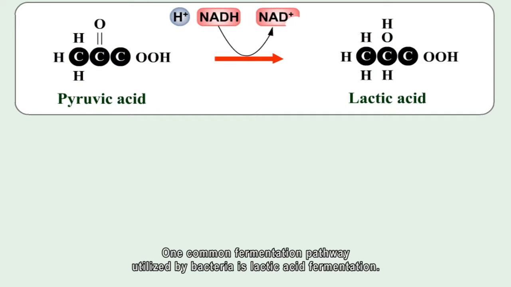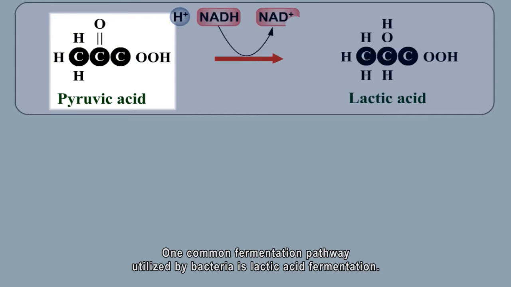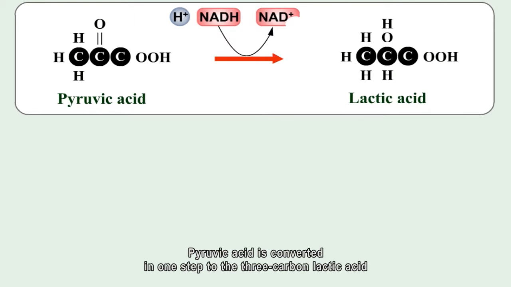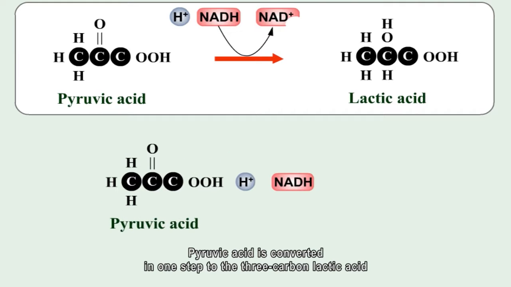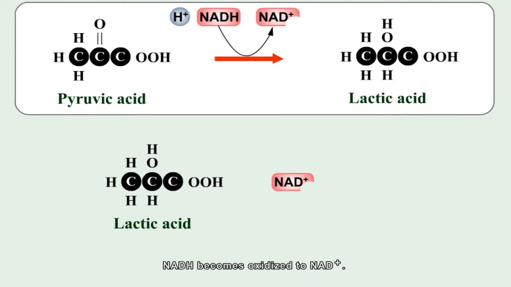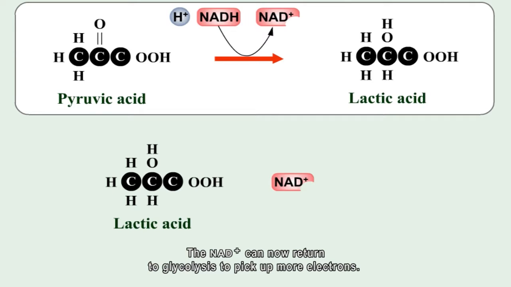One common fermentation pathway utilized by bacteria is lactic acid fermentation. Pyruvic acid is converted in one step to the 3-carbon lactic acid. Notice that NADH donates 2 protons and 2 electrons to pyruvic acid to make lactic acid. NADH becomes oxidized to NAD. The NAD can now return to glycolysis to pick up more electrons.